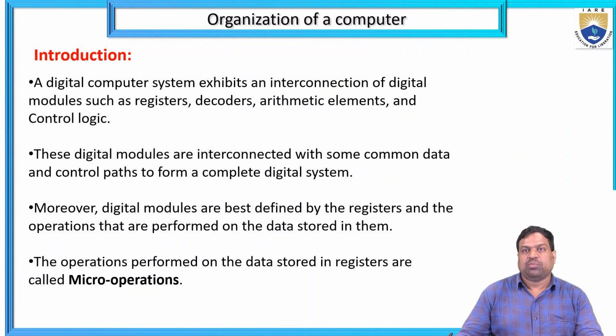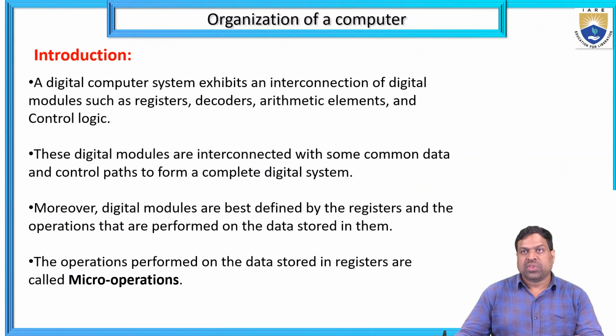A digital computer system exhibits an interconnection of digital modules such as registers, decoders, arithmetic elements, and control logic. These digital modules are interconnected with some common data and control paths to form a complete digital system. Moreover, digital modules are best defined by the registers and the operations that are performed on the data stored in them. The operations performed on the data stored in registers are called micro operations.